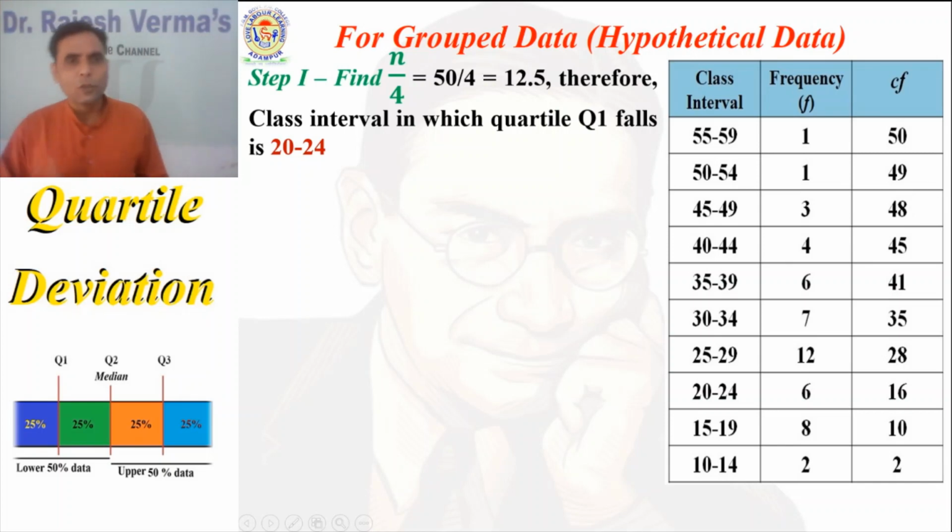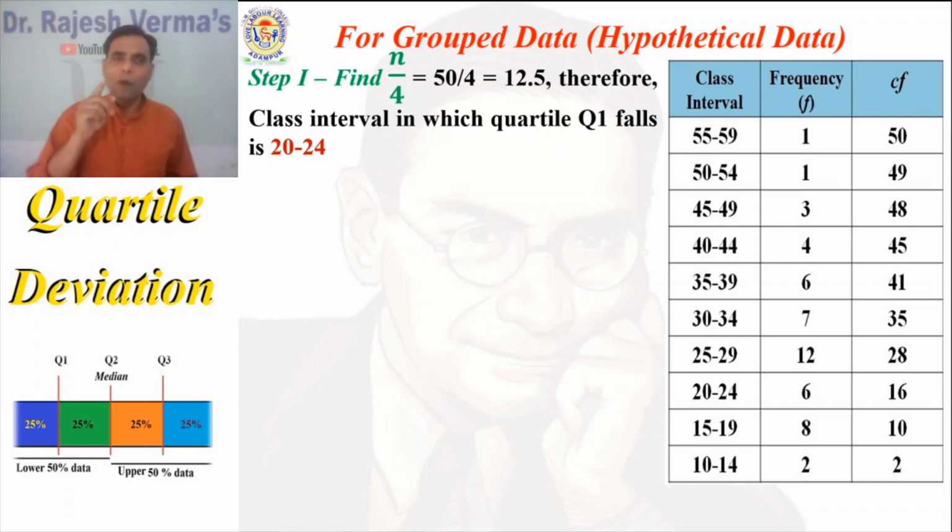So in this also, step 1 for calculating Q1 is to find out n by 4. N here is the total number of frequencies, and you can see here it is 50. So 50 by 4 is equal to 12.5. Therefore, we have to find out where 12.5 lies.